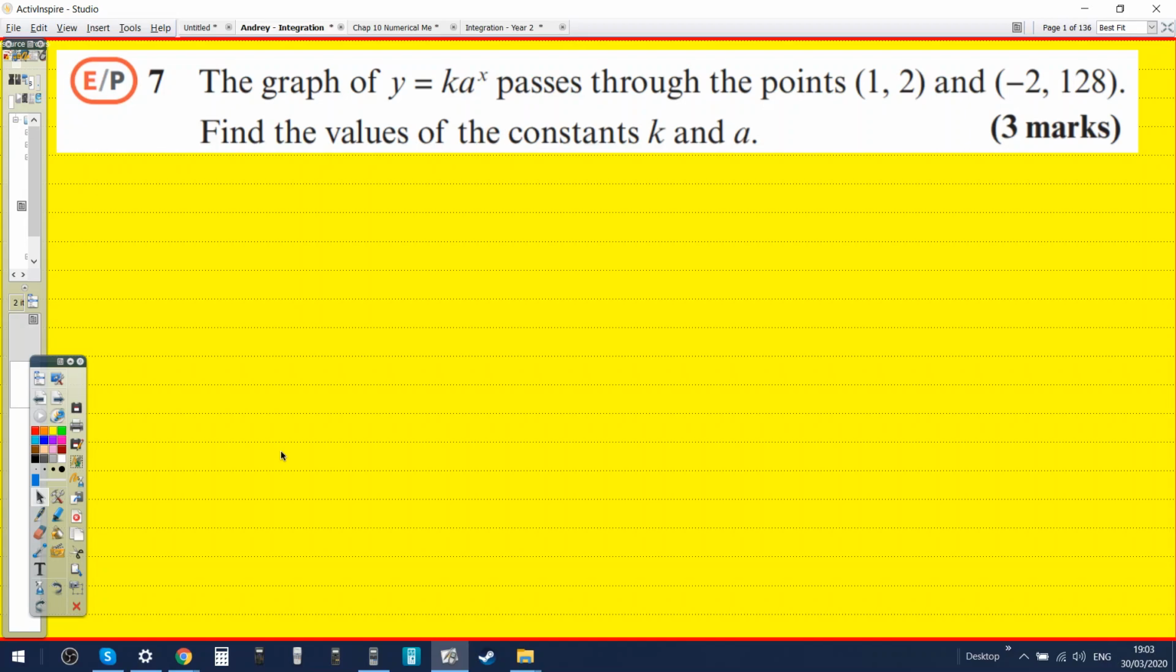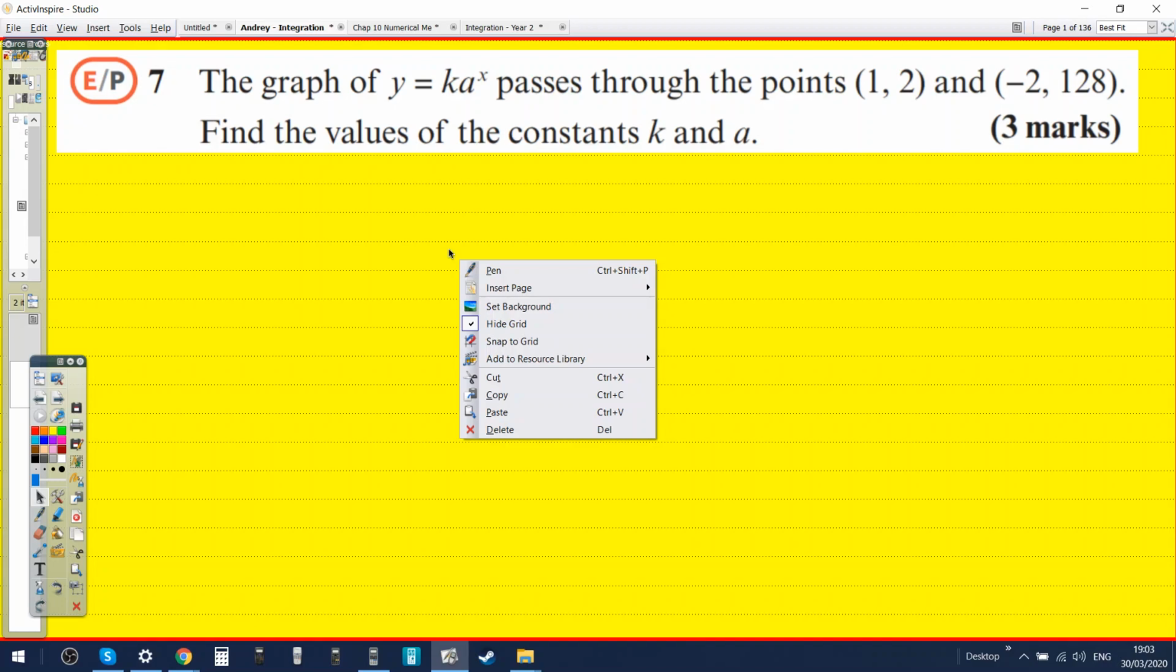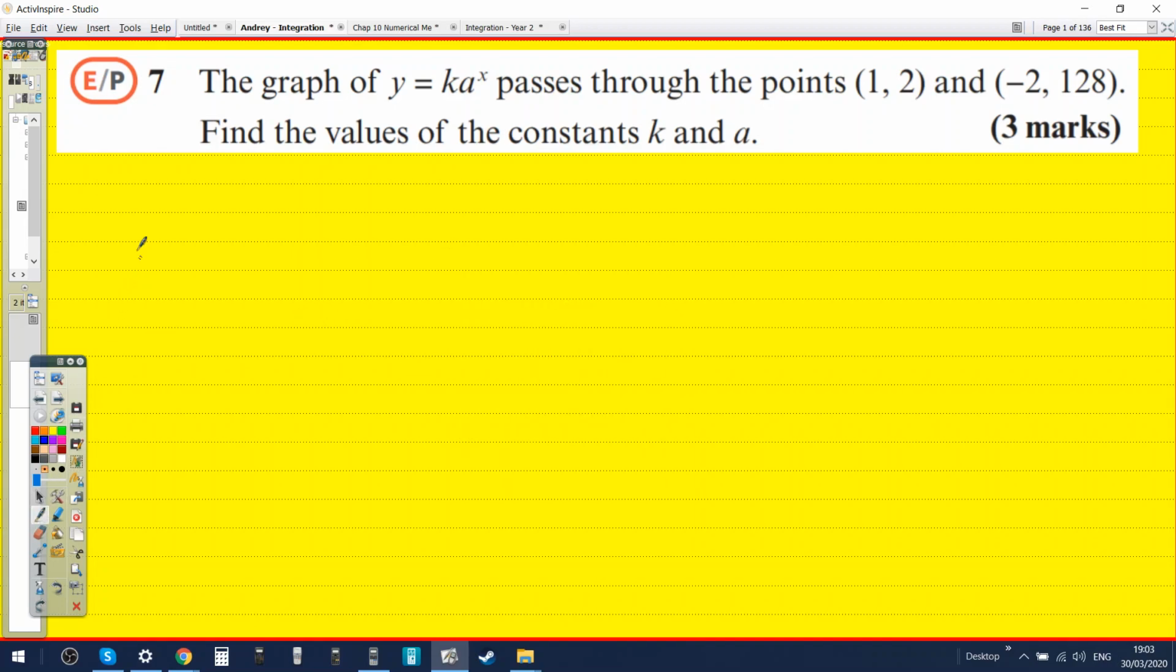But I need to substitute 1 and 2 into y and x. So that would be 2 is equal to ka to the power of 1, or just ka even. And then I'd have to do the same with the other one: 128 is equal to ka to the power of minus 2.